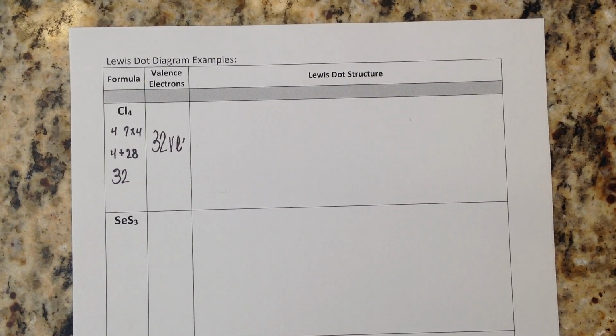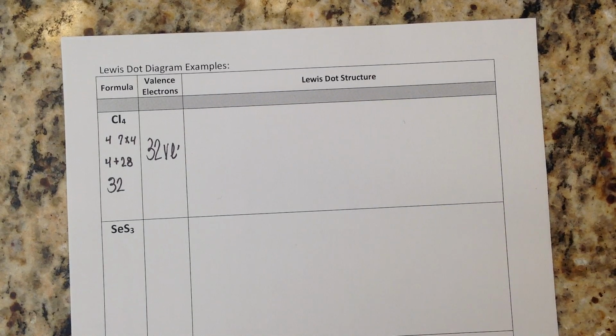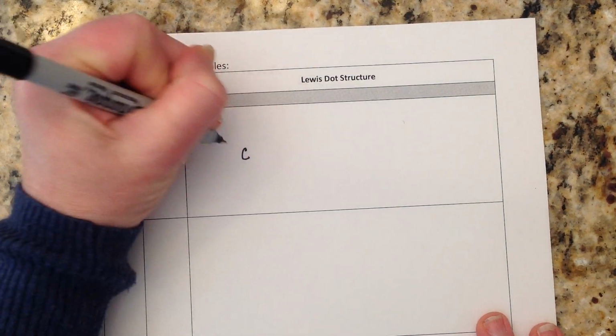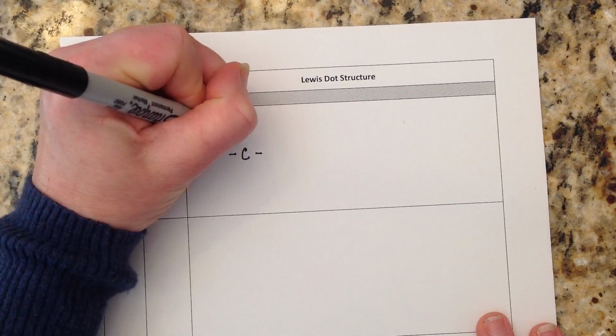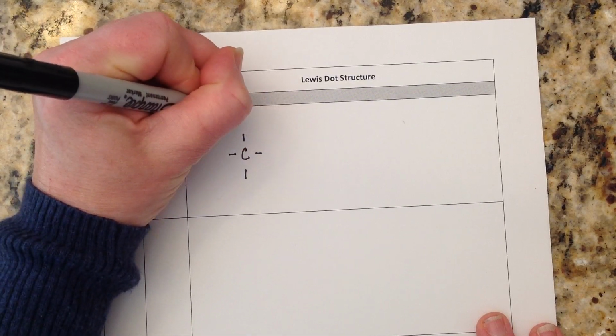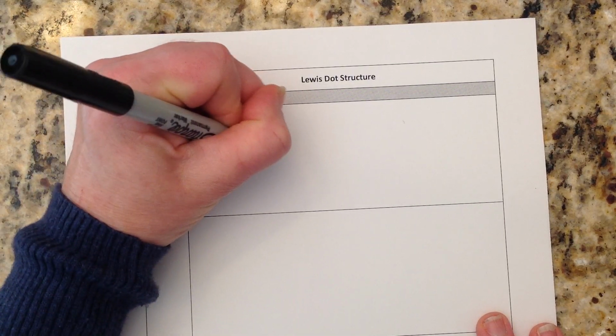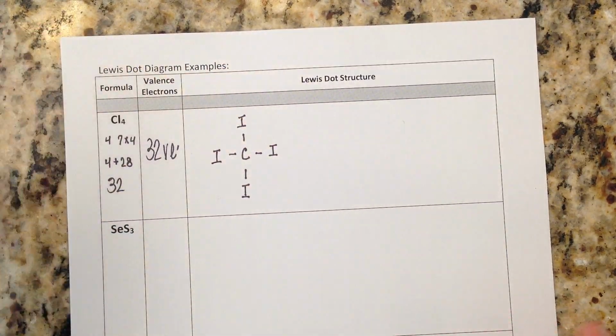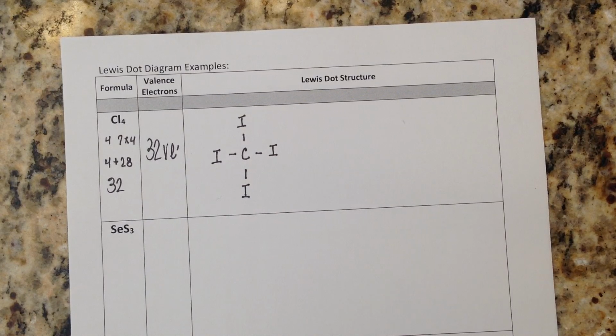So the first thing we're going to do is draw kind of the stick figure. Some people call this the skeletal model. Since there's only one carbon, it's pretty easy to see. Carbon's going to go in the middle, and we are going to evenly disperse the iodines around it. This is taking us into something called the VSEPR theory, valence shell electron pair repulsion. I'm going to talk about that in the next lesson.